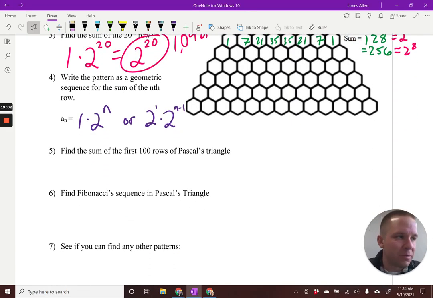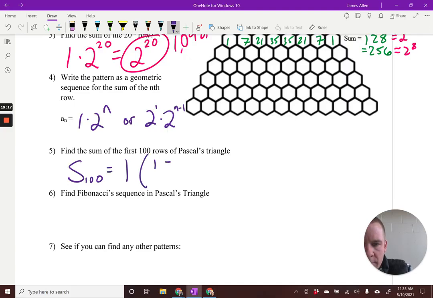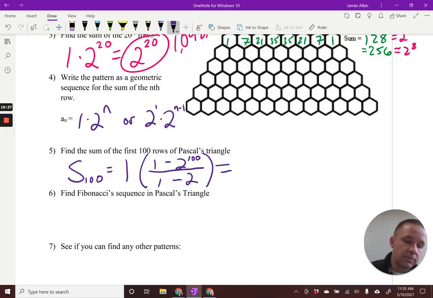Find the sum of the first 100 rows. Okay. So let's see here. I'm going to go with my formula. Let's say we got the sum of the first 100. Well, my first term is 1. 1 minus 2 to the 100th, since our rows start with 0, right? Over 1 minus 2. And that is a hefty number.